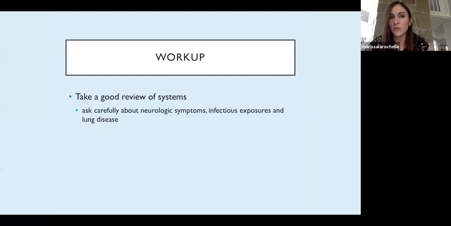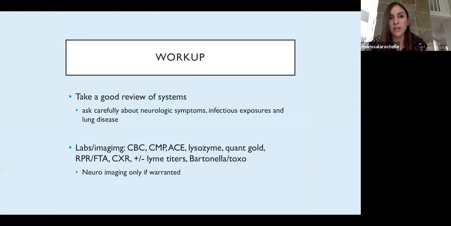Workup, I would do a good review of systems. Ask carefully about neurologic symptoms since we're worried about MS. Ask about infectious exposures and things like cough, shortness of breath for sarcoid. For laboratory imaging, I would get the typical labs ruling out sarcoid, syphilis, TB, a chest x-ray, consider other infectious etiologies depending on their exposures. And then it says neuroimaging only if warranted.